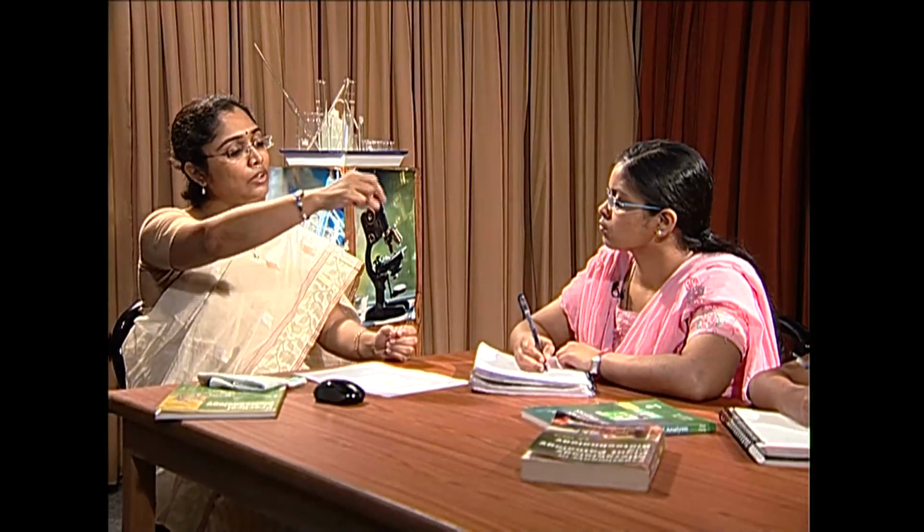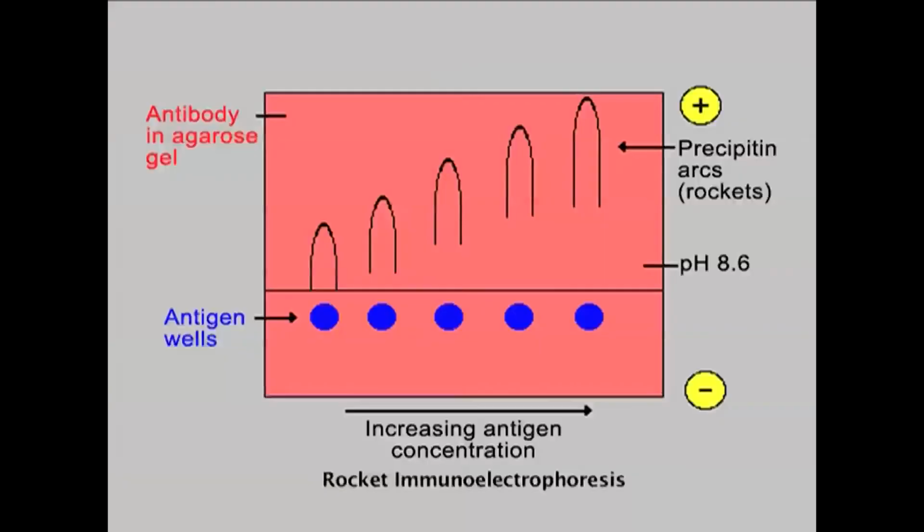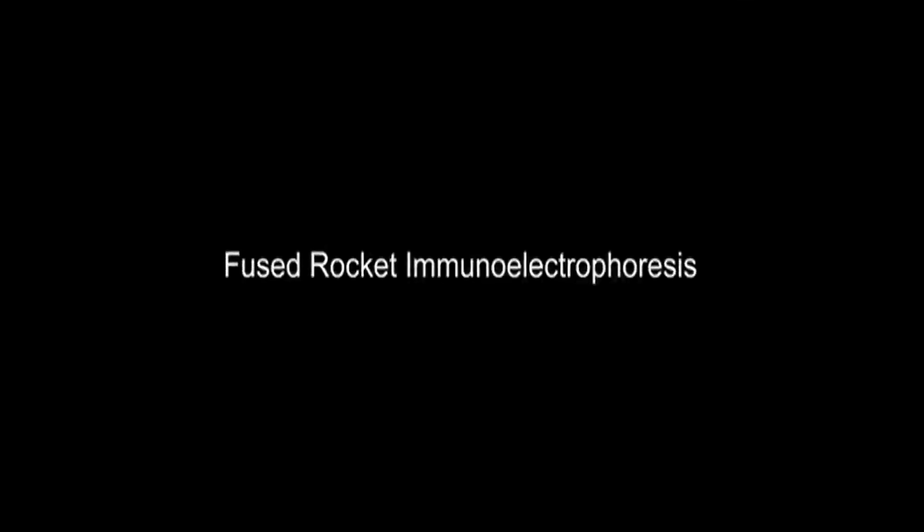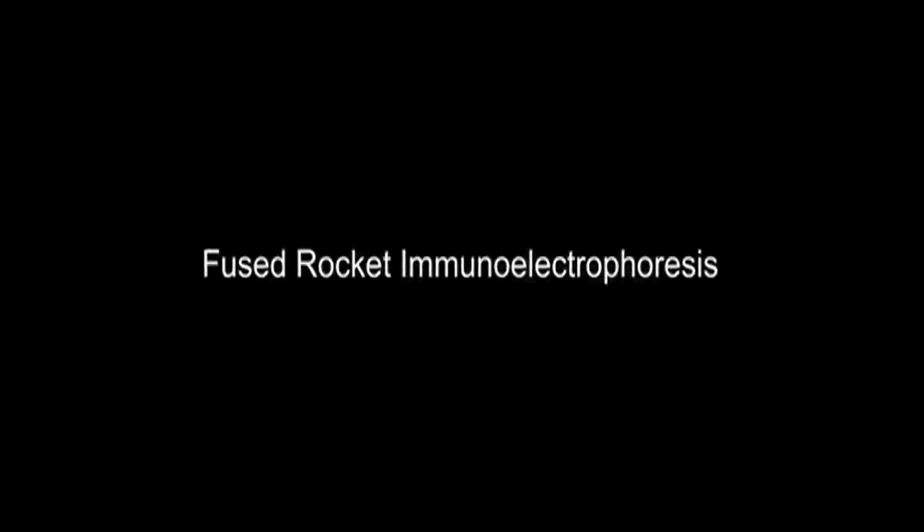We can load known concentrations of antigens. After electrophoresis, they will form rocket-like structures. Measuring the heights of the rockets, we can draw a standard curve where we will put the heights of the rockets on the y-axis and antigen concentration on the x-axis. And then from the standard curve, we can find out the concentration of the unknown antigen.